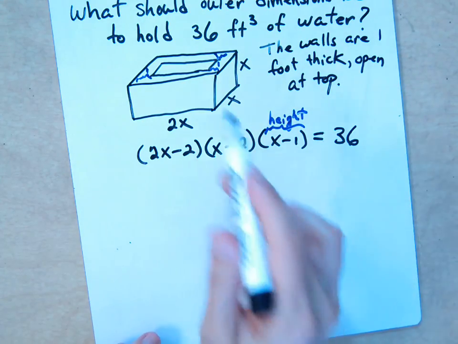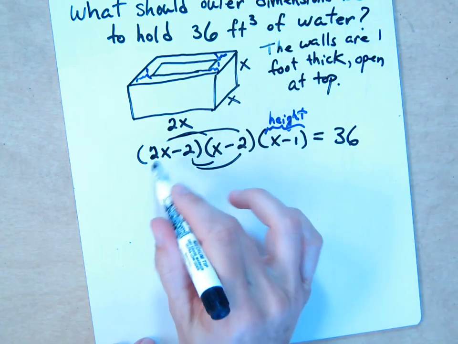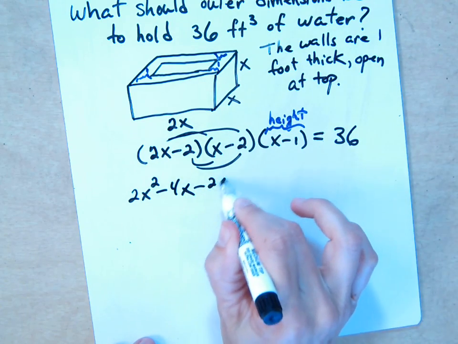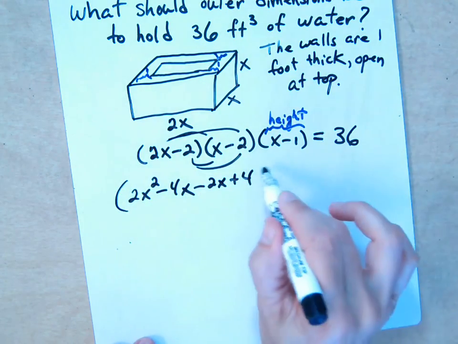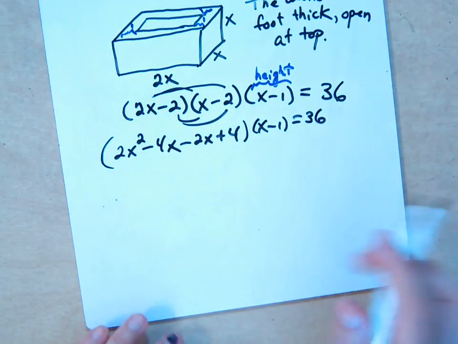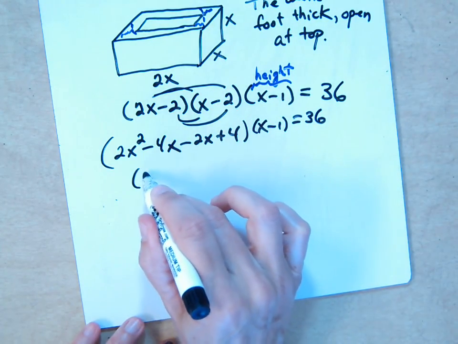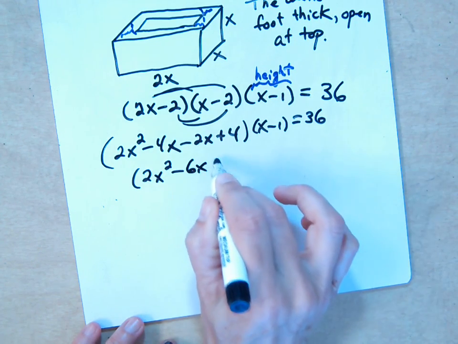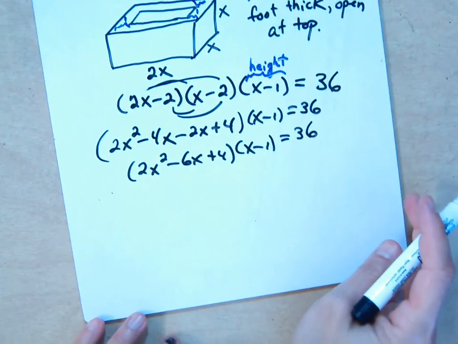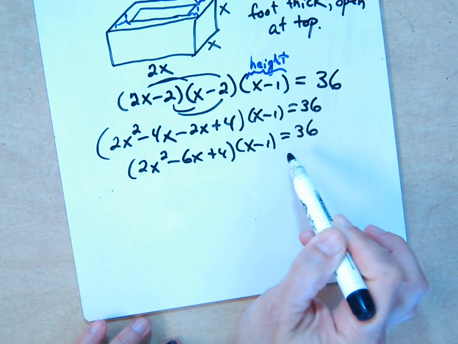All right. So we're going to start by doing the distributive property on these two. Distribute the 2x and distribute the negative 2. So you get 2x squared minus 4x minus 2x plus 4. And then I'll just copy the rest, because we have to multiply these two together and simplify and then multiply by the last one. So now we have 2x squared minus 6x plus 4 times x minus 1 equals 36. And now you distribute each of these three terms to these two for a total of how many terms?